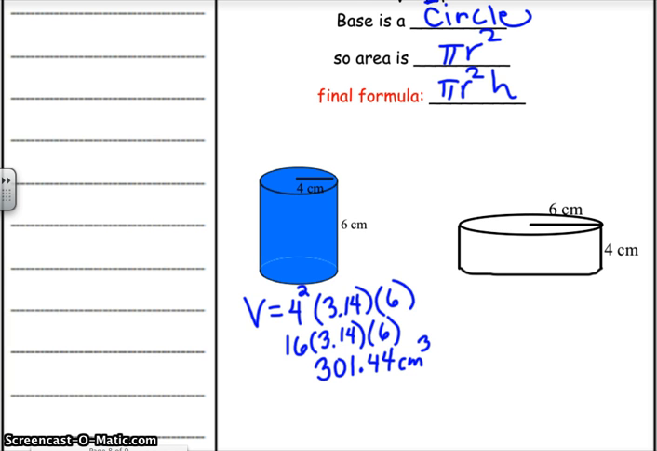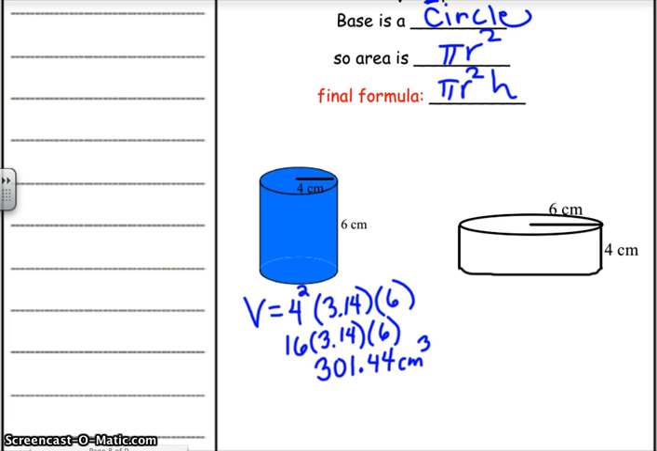Our assignment, do you want us to use pi or 3.14? I tend to use 3.14. That way I can quickly go through my numbers. It doesn't matter. I really am not going to care. But I use 3.14 for this.